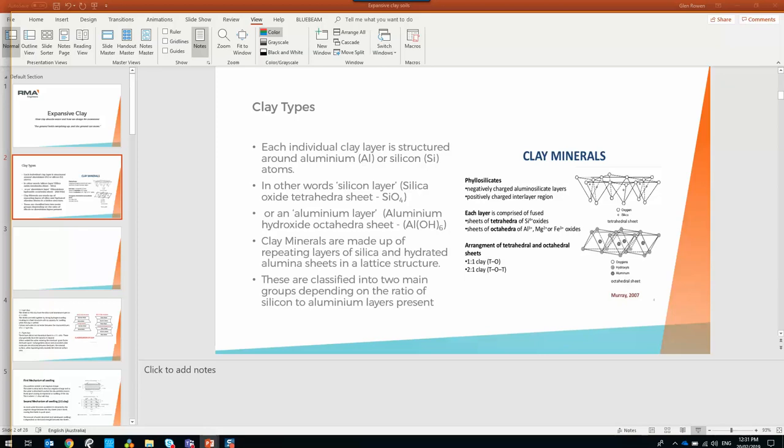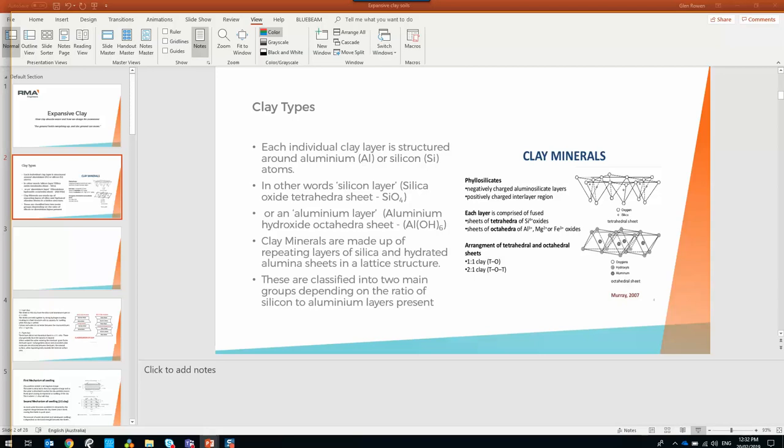Okay. So basically, there's a couple of clay types. Each individual clay layer is basically structured around aluminium and silicon atoms. You get a silicon layer, which is a silicon oxide tetrahedral sheet, which is, you can't see my arrow, but that's the guy on the top right: silicon atom in the middle, 4 oxygen atoms around it. That forms a lattice, and that's called a tetrahedral sheet. And then you get an aluminium layer, which is aluminium hydroxide octahedra, which is the bottom guy.